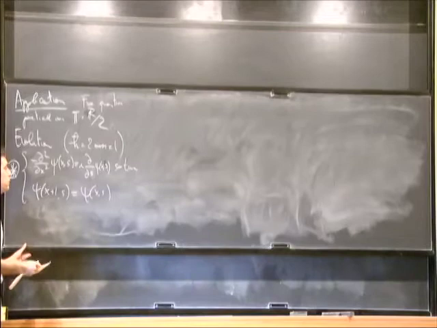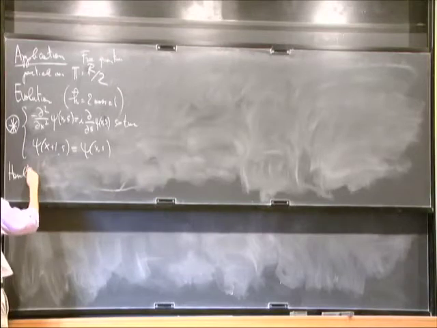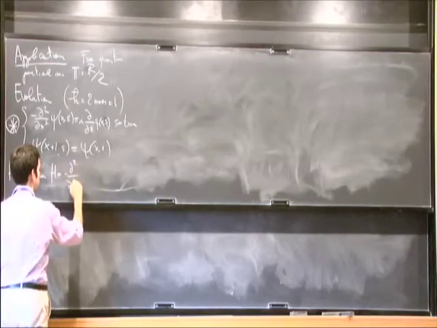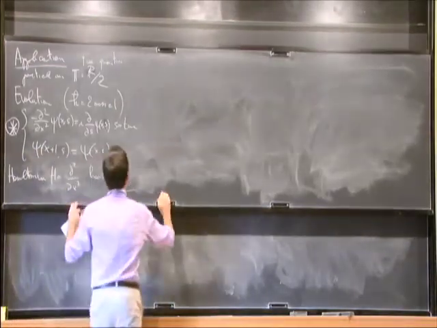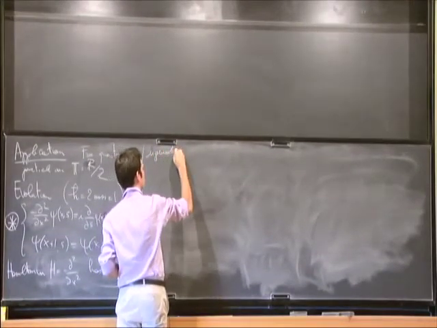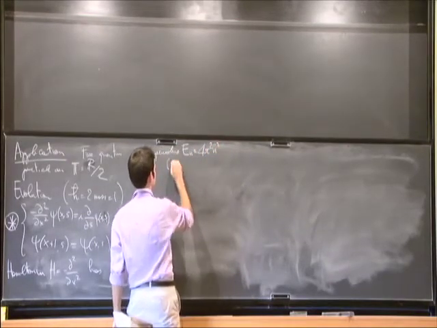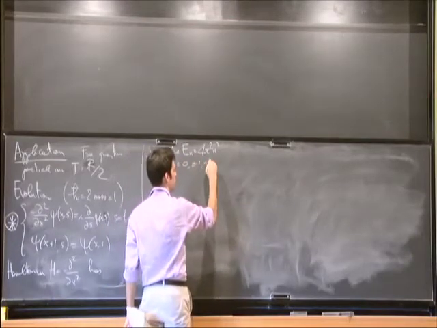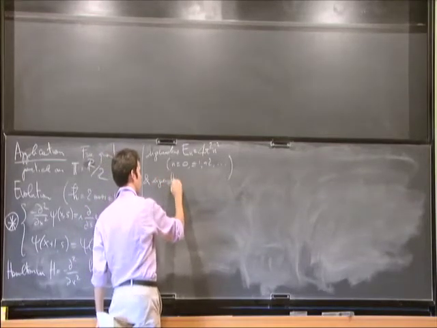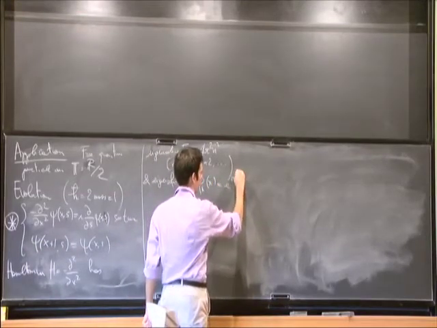This gives the evolution. And this Hamiltonian H equals minus the second derivative, has eigenvalues E_n equals 4 pi squared n squared, n equal to 0, plus or minus 1, plus or minus 2, and so on. And eigenfunctions phi_n(x) equal to e to the 2 pi i n x.